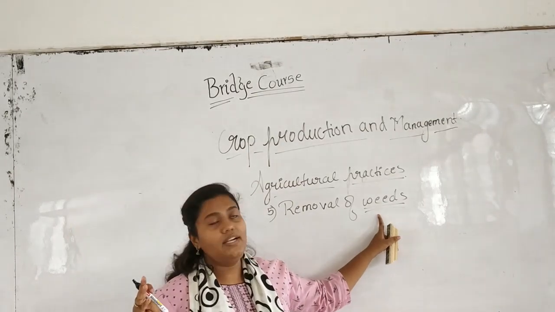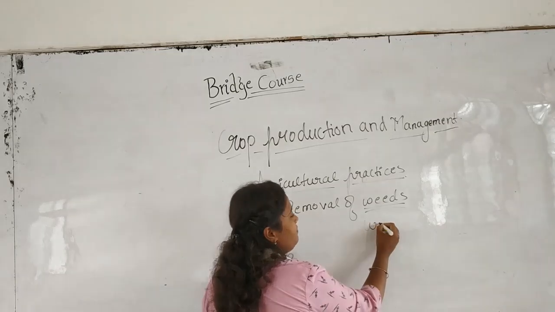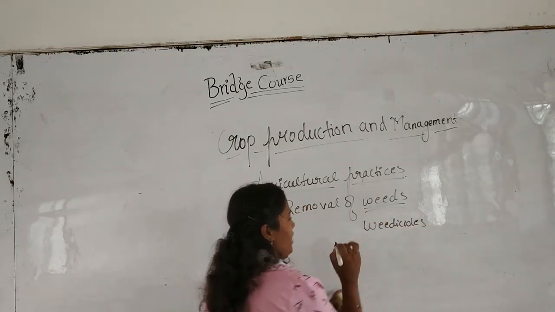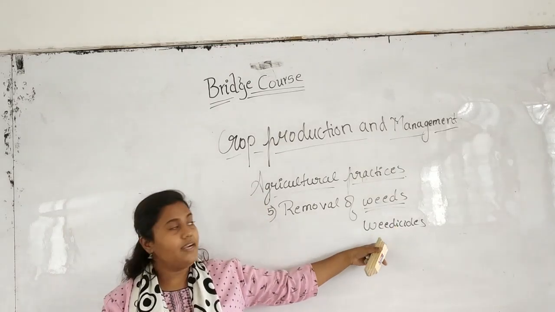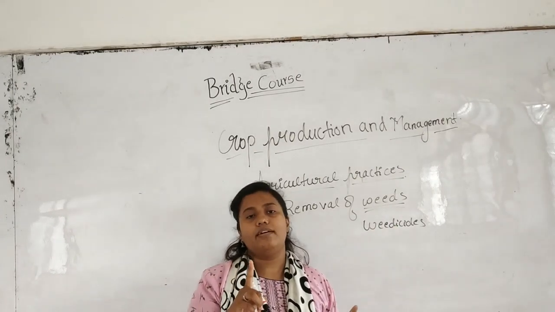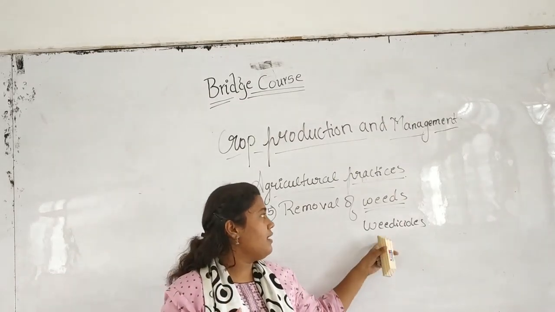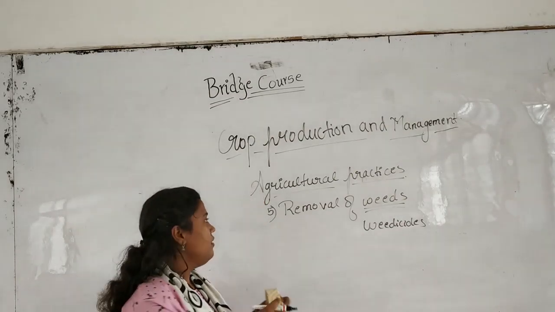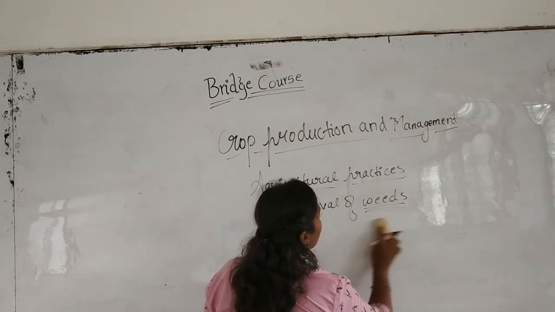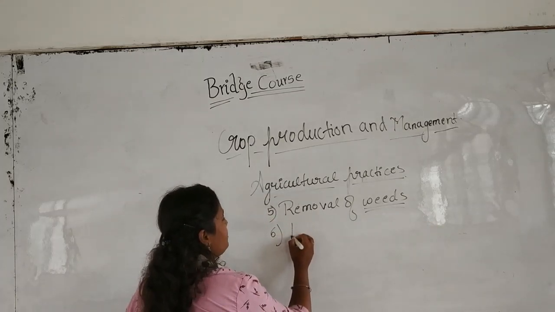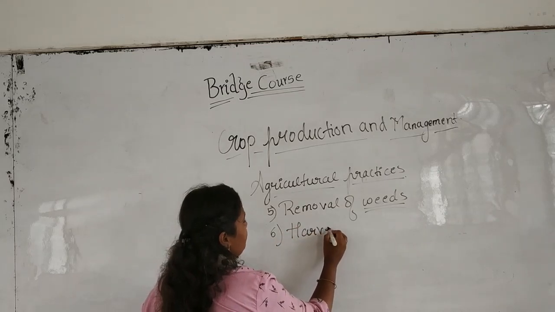Now how will you remove these weeds? We remove these weeds using weedicides. Weedicides are the chemical sprays, or sometimes a manual method, that is using a sickle, what we call it as kurpi. Correct? Using a sickle you can remove the weeds. So this is about removal of weeds.